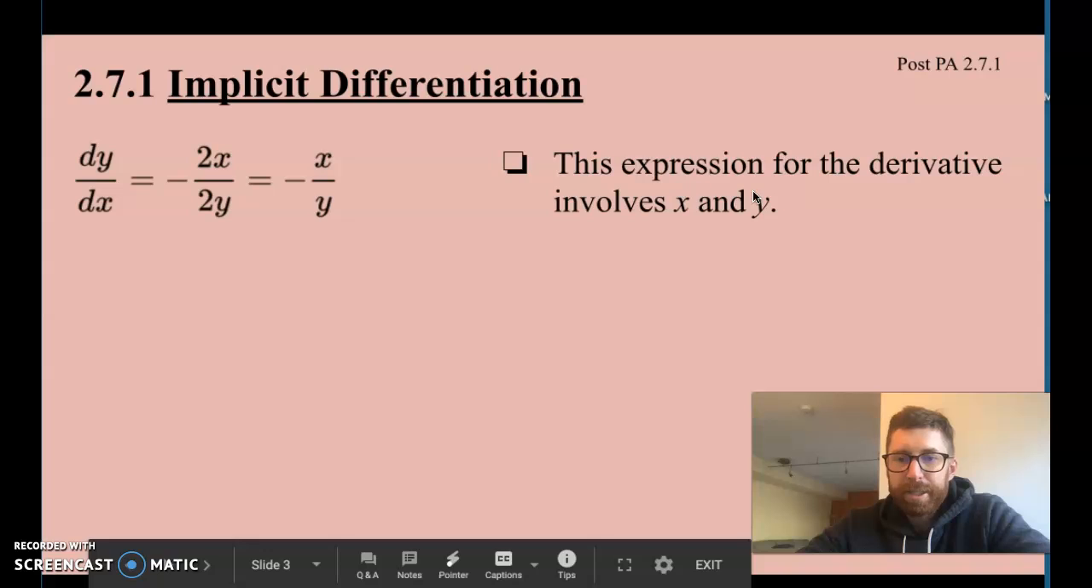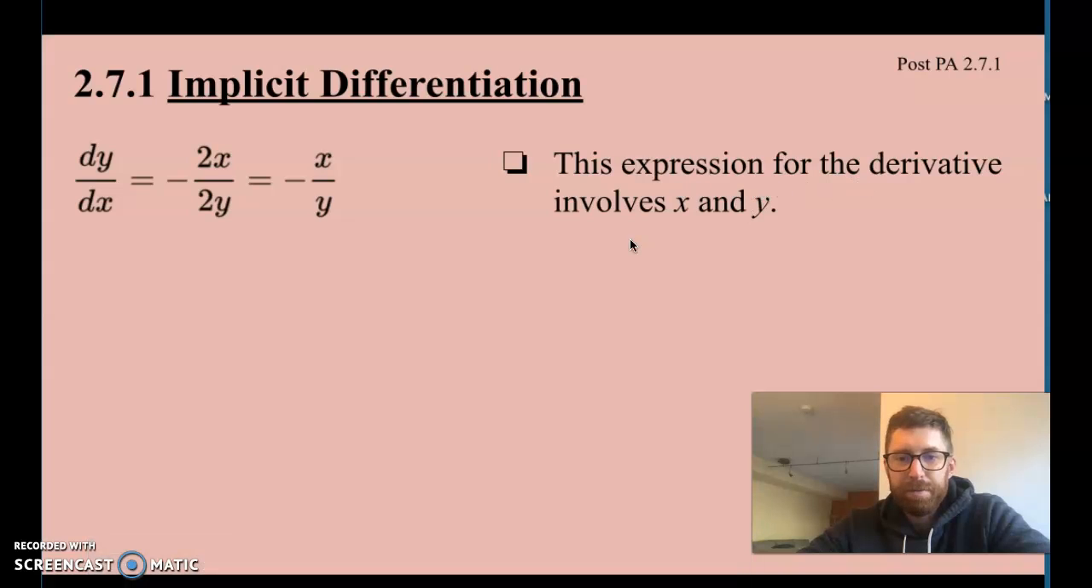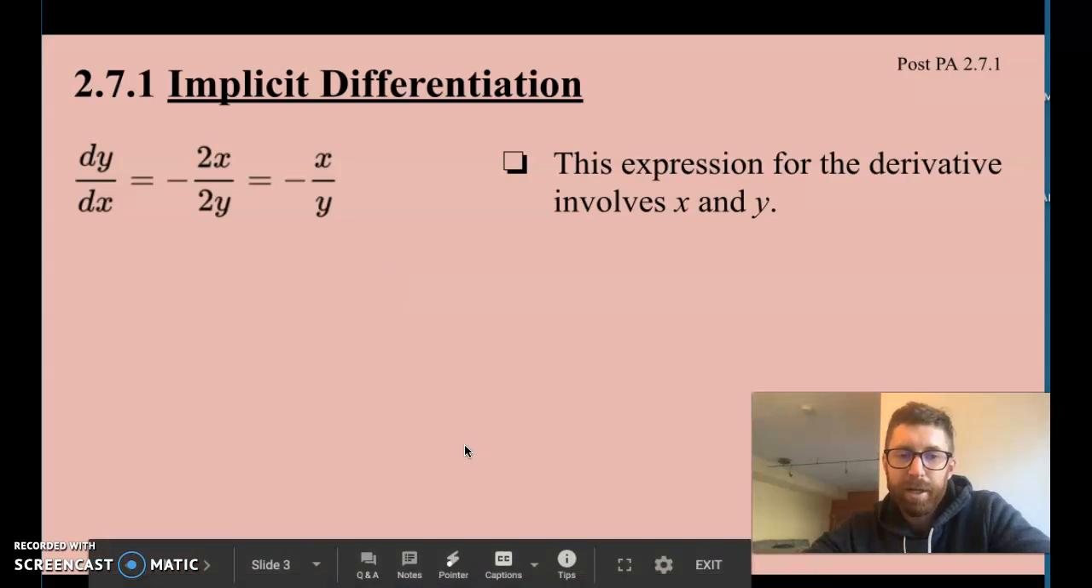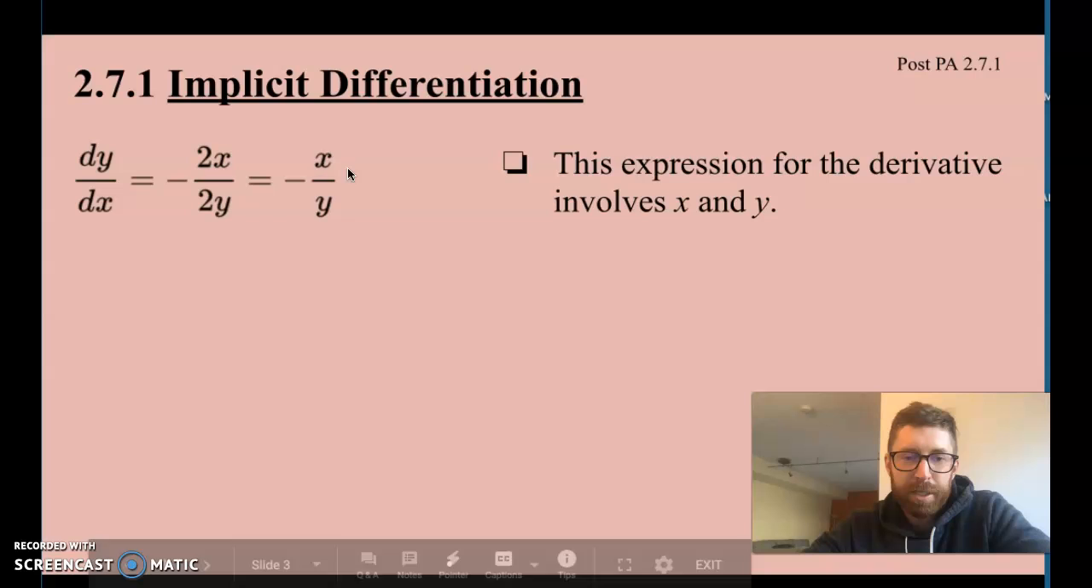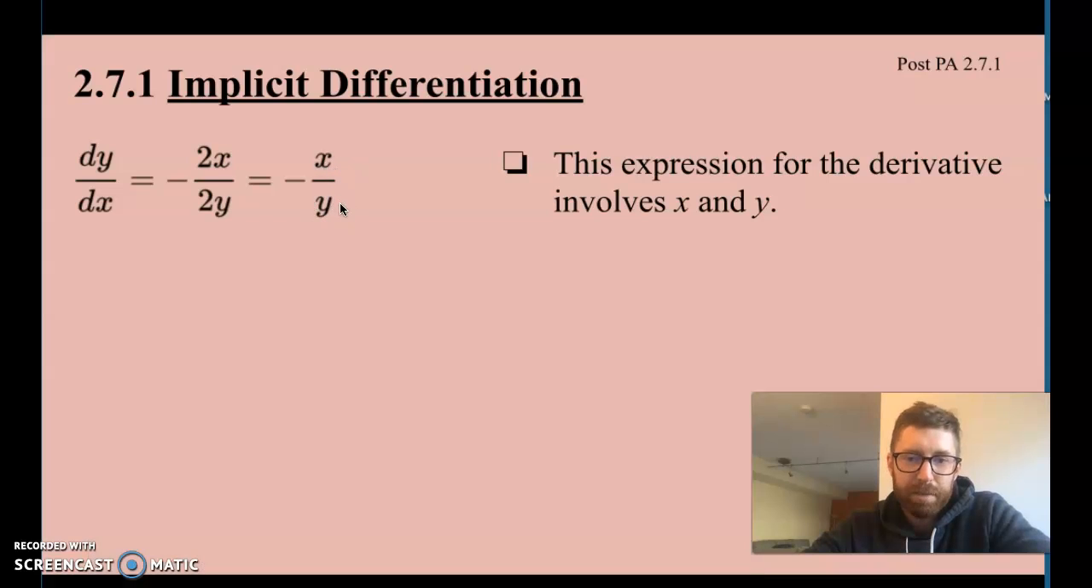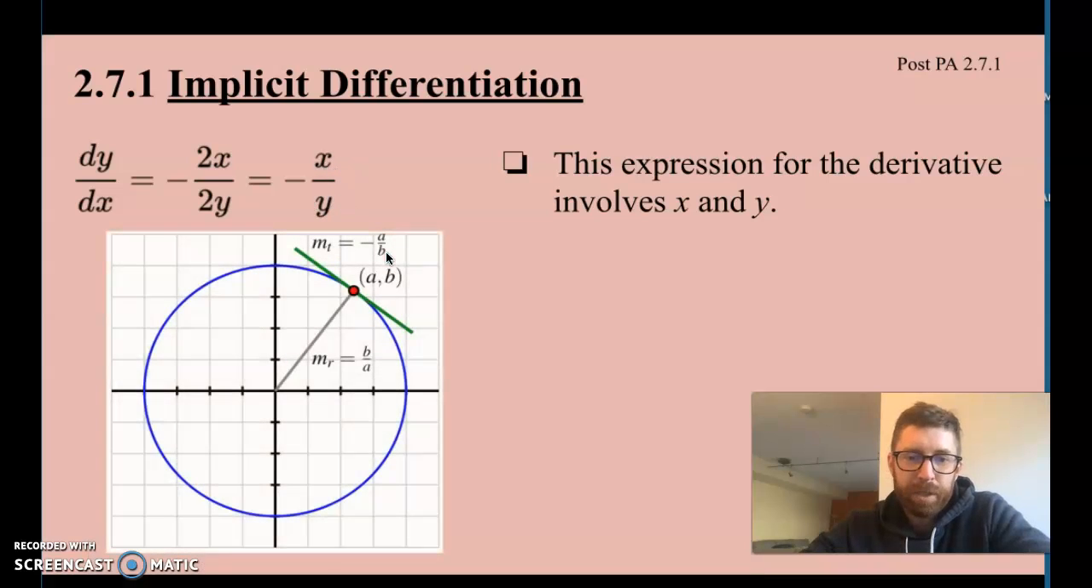This expression is the expression for the derivative, which involves x and y. So before it was interesting. We didn't care about y when we were finding the slope of the tangent line, right? The y didn't come into play. It didn't affect the tangent line at all. It was just the input that affected the tangent line. Here, because we're doing implicit differentiation, we have an x and a y. So the x and the y are both going to affect the tangent line, not just the x anymore, but the x and the y.